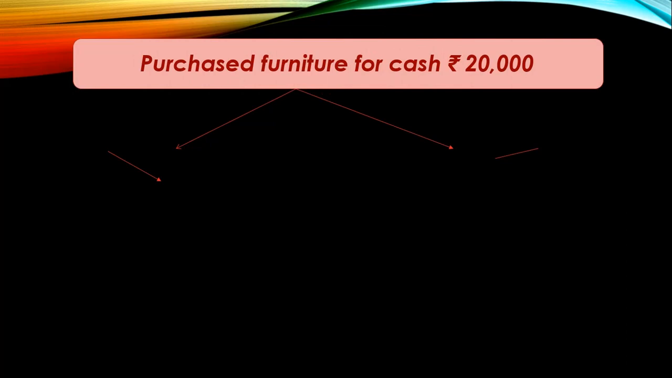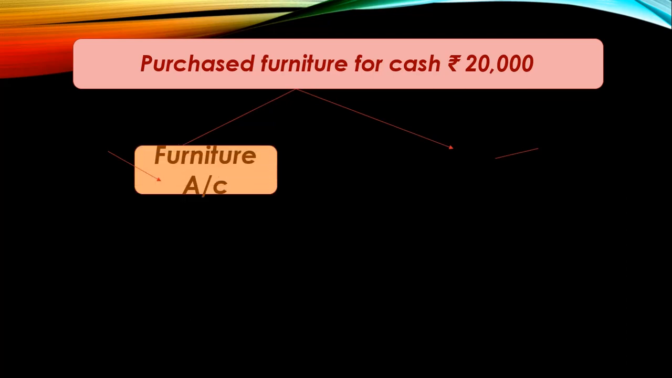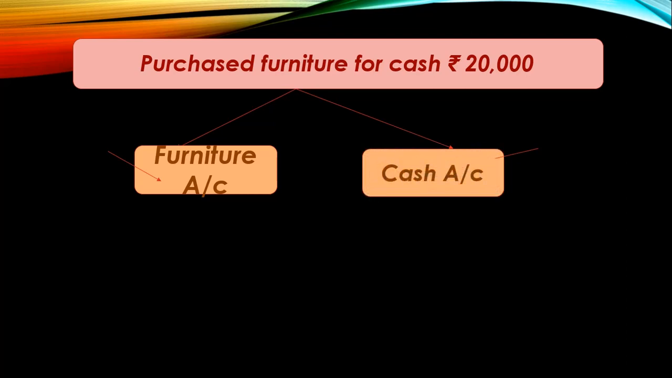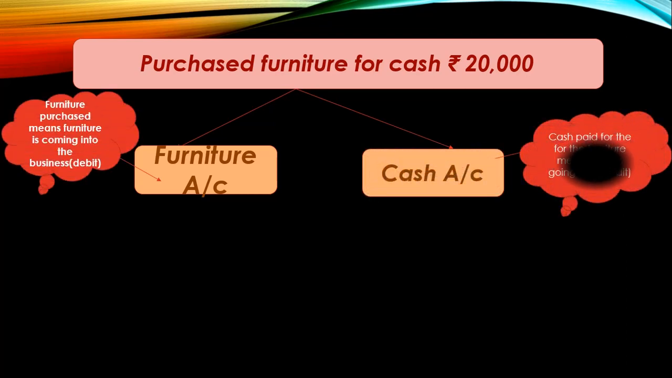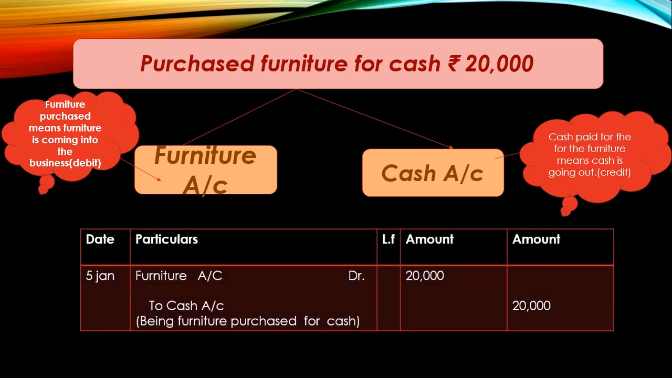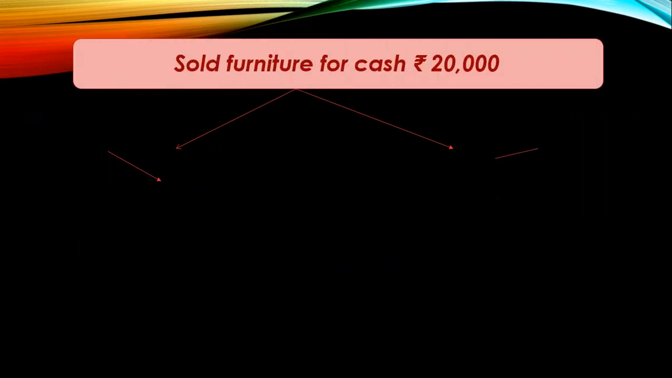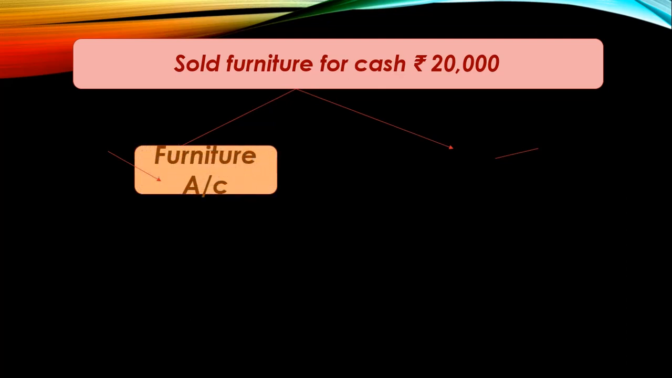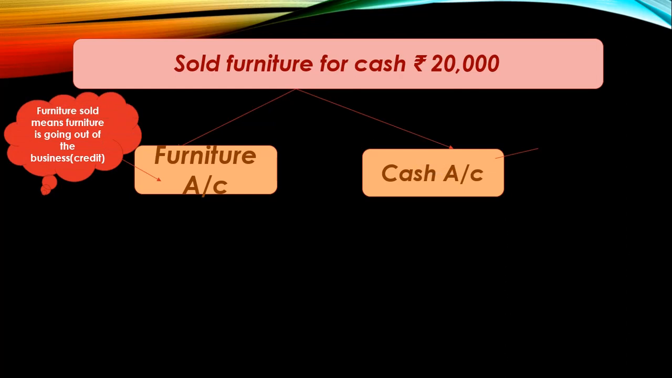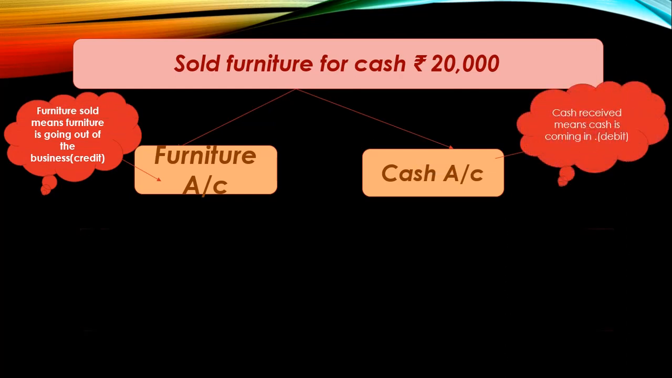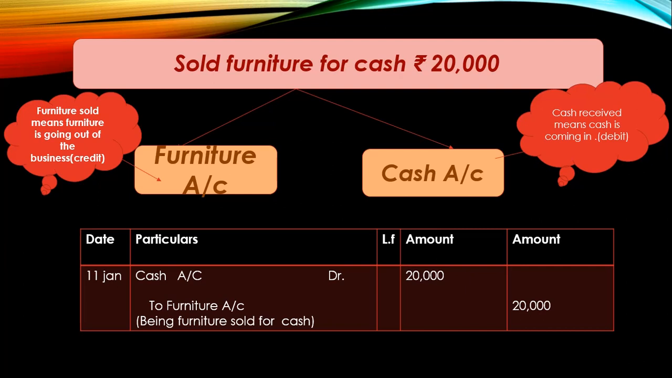Next, purchased furniture for cash. Furniture is coming in the business, cash is going out from the business. So entry will be furniture account debit to cash account. Next, sold furniture for cash. Now, furniture is going out, cash is coming in. So the entry will be cash account debit to furniture account.